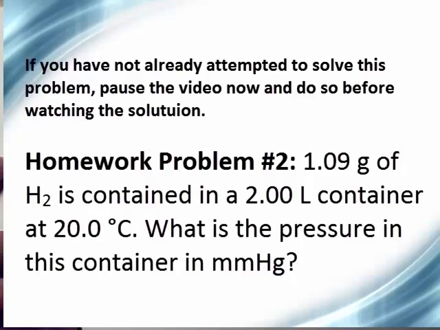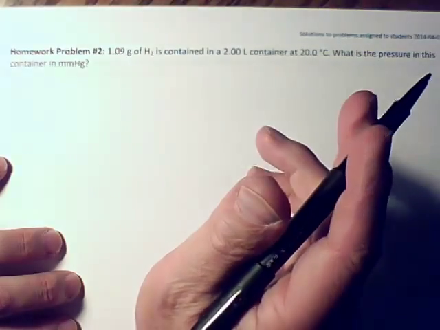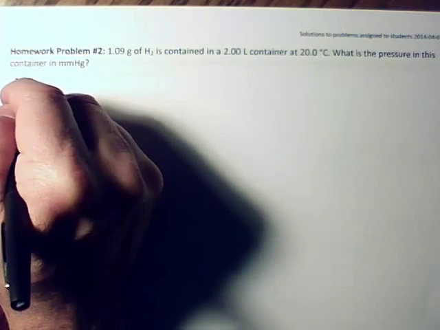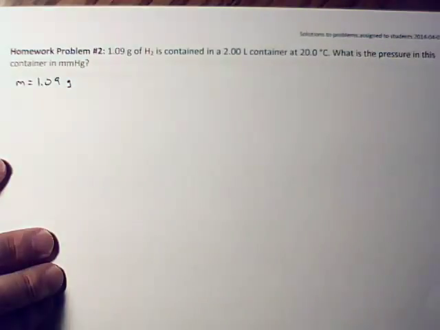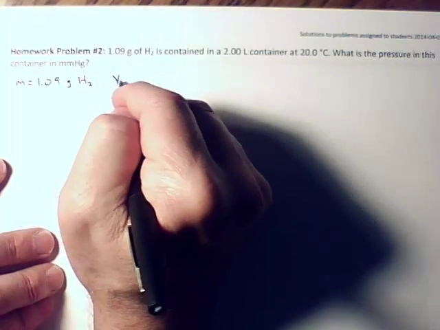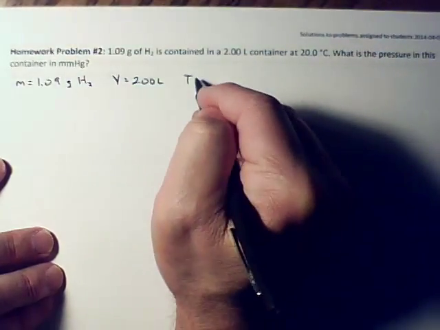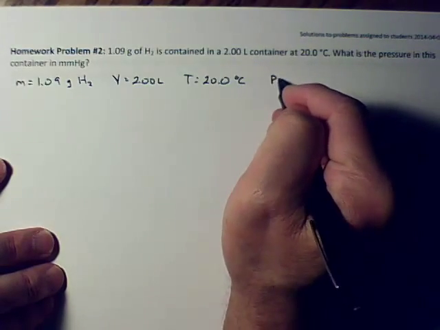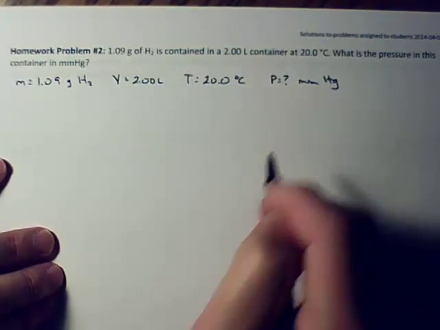Alright, so this is problem number 2 on the homework. 1.09 grams of H2. You were asking about conversions to moles. Here it is. We've got a mass of 1.09 grams of H2. It's contained in a 2-liter container, so I've got a volume, 2.00 liters. Got a temperature of 20.0 degrees C. We want to know the pressure. We want the pressure specifically in millimeters of mercury.